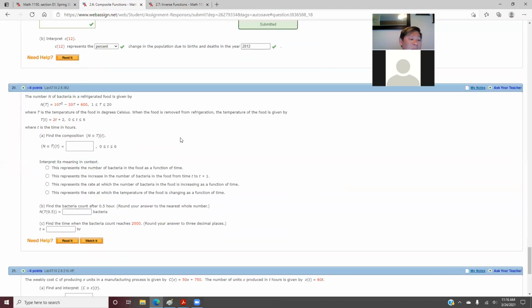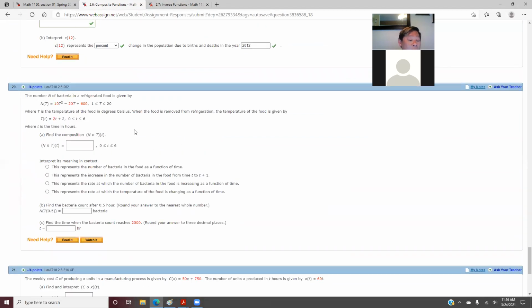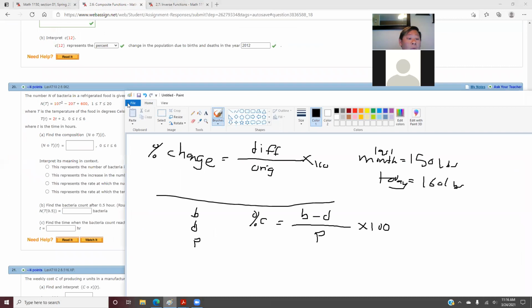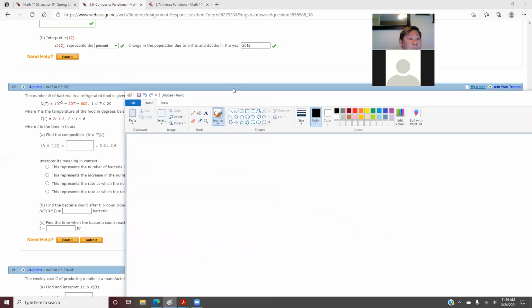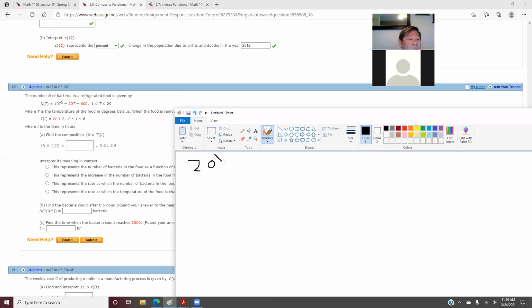Next is number 20, so word problems here. We will talk about the food. The number of bacteria in the refrigerated food is given by N(T) = 10T squared minus 20T plus 600, where T in this case is between 1 and 20.